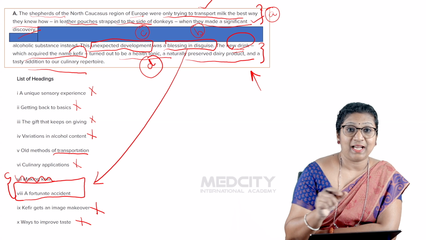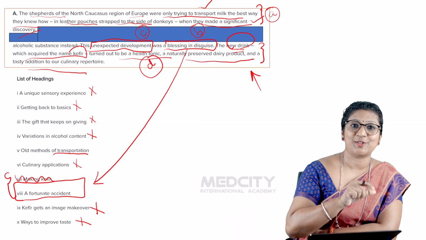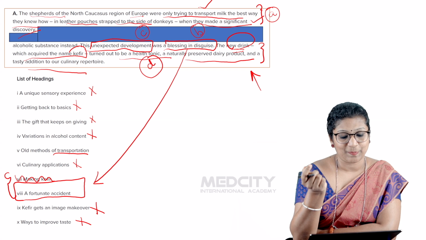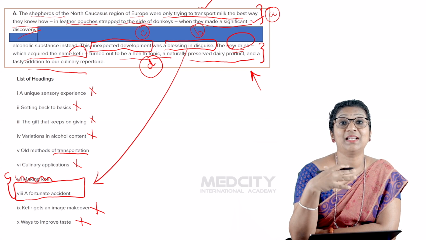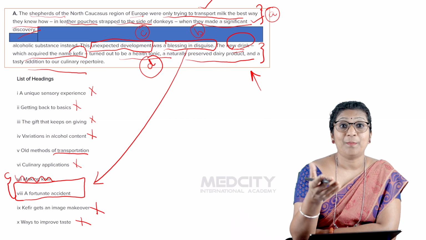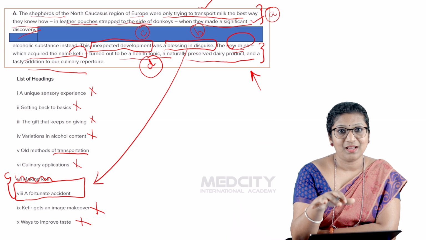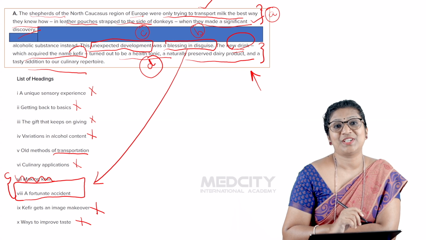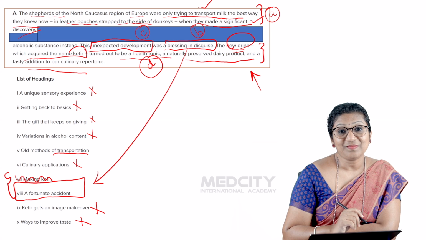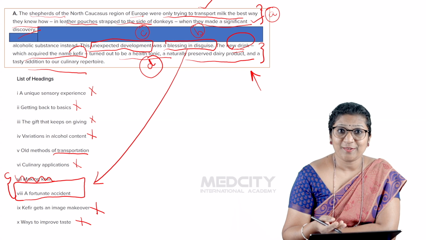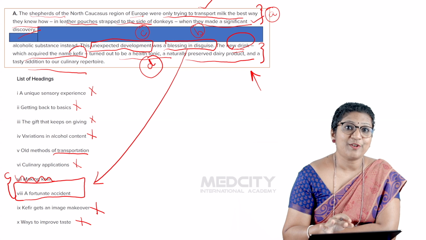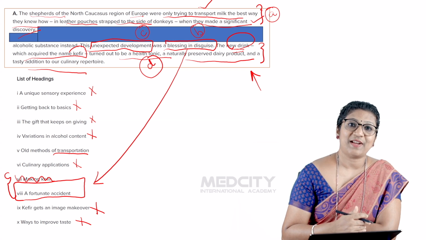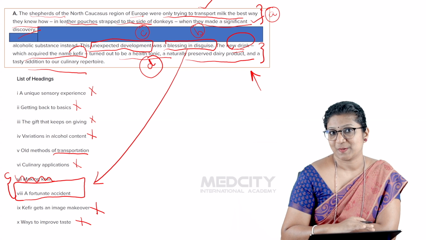Okay? A negative word like accident with a positive word. Fortunate accident. Blessing in disguise. So this is not something that they intended to find out, but by mistake they found this. Right? So the right answer here is a fortunate accident. Did we read the entire paragraph? Not really. We just referred to the first few lines and the last few lines. Then we ran through the list of headings and we matched the best that is possible.